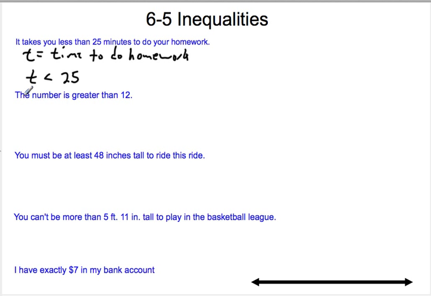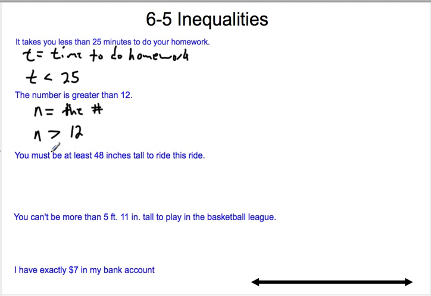Let's say another inequality is the number is greater than 12. So first we'll say that n equals the number, and so n is greater than 12. So the number could be 12.01, or it could be 1,250,000.